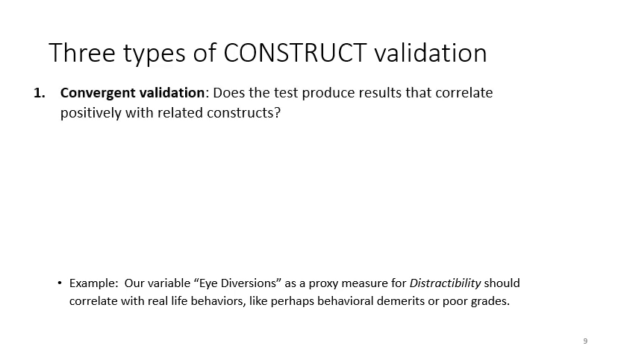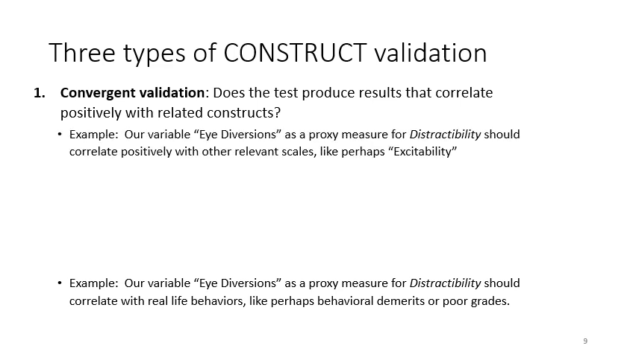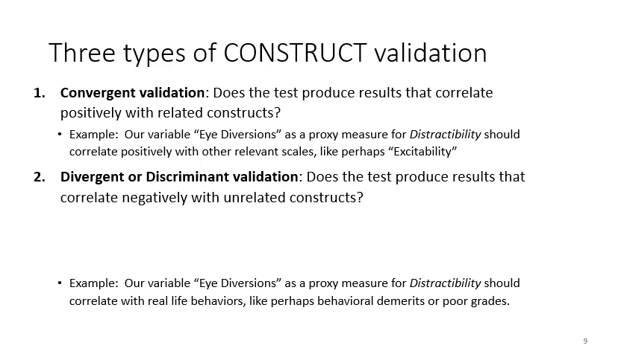So we have three types of construct validation. We have convergent validation. Does the test produce results that correlate positively with related constructs? For example, if we're using our eye diversions as a proxy measure for distractibility, it should correlate positively with other scales that might represent distractibility, like maybe excitability. Then divergent or discriminant validation: does the test produce results that correlate negatively with unrelated constructs?